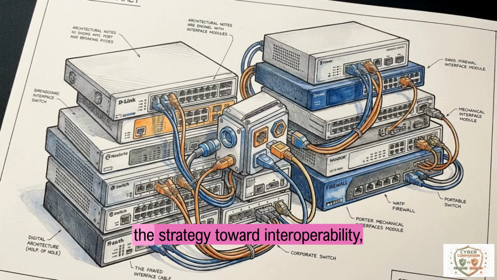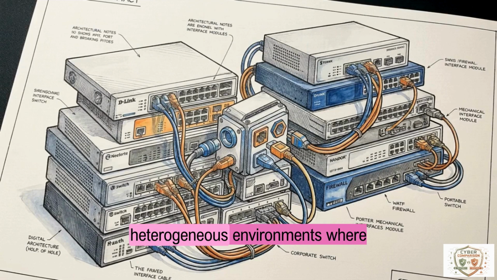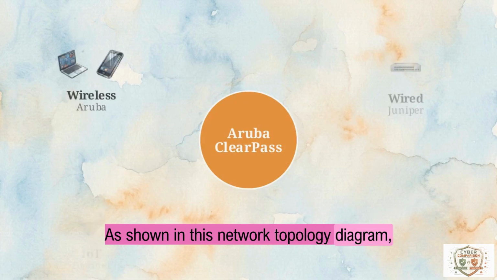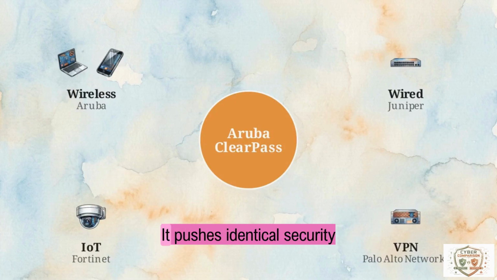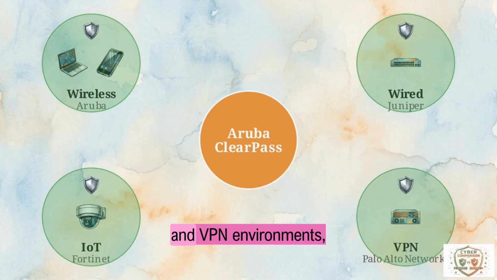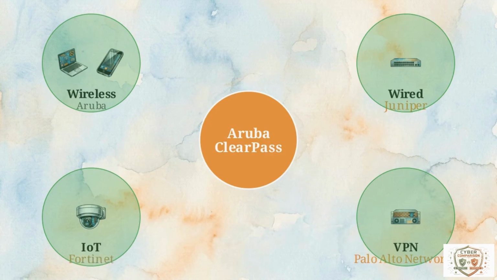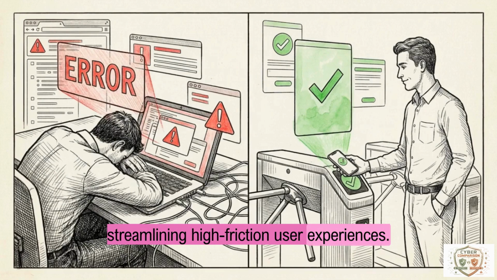Aruba ClearPass shifts the strategy toward interoperability, serving as a premier solution for heterogeneous environments where forcing a single vendor hardware standard is impossible. As shown in this network topology diagram, ClearPass provides vendor-neutral, unified policy management. It pushes identical security rules simultaneously across wired, wireless, and VPN environments, communicating natively with Juniper, Palo Alto, Fortinet, and Aruba hardware. ClearPass also excels at reducing IT workload by streamlining high-friction user experiences.